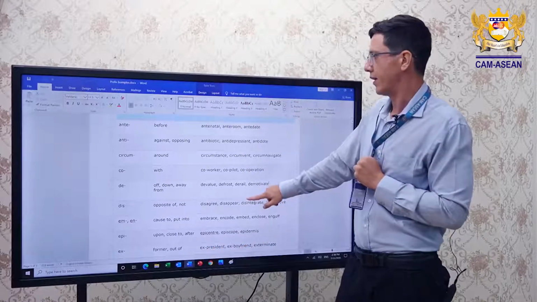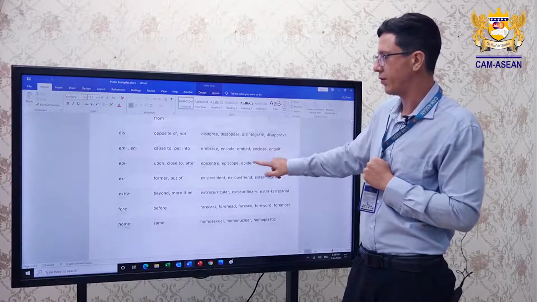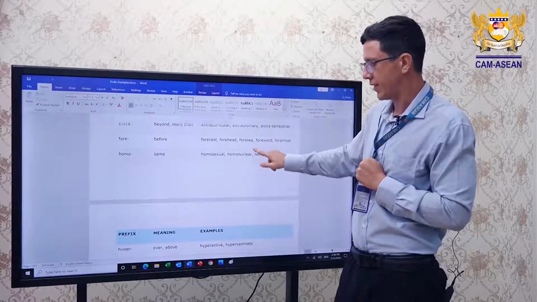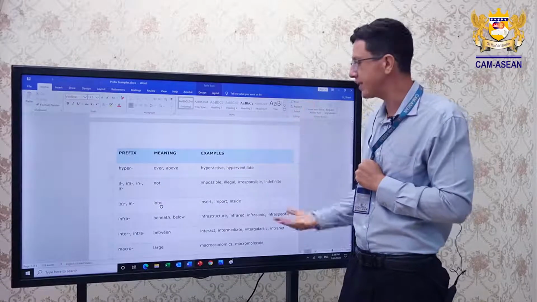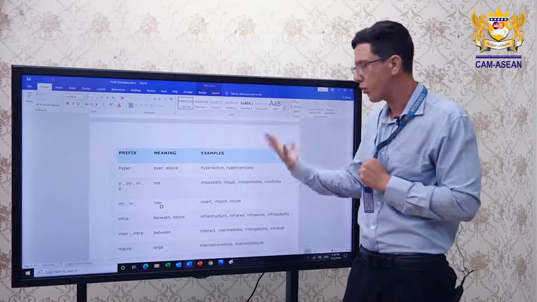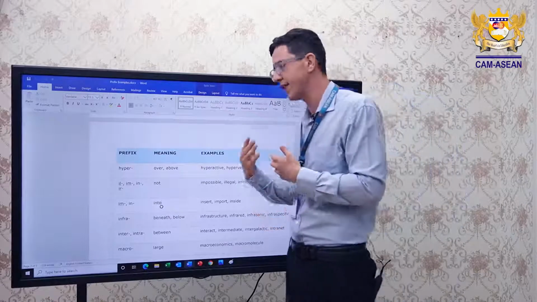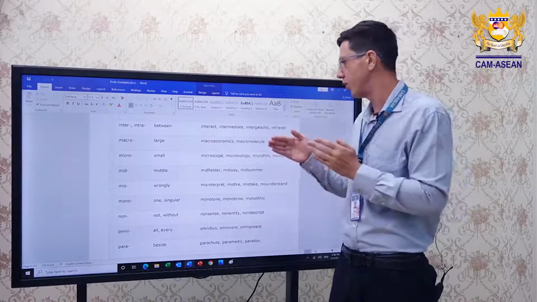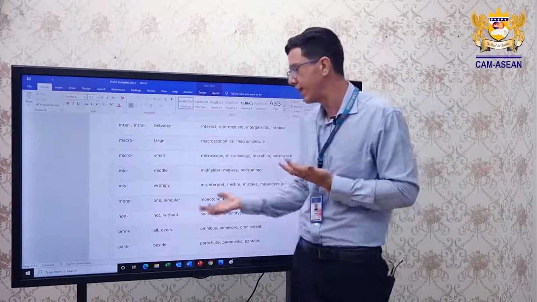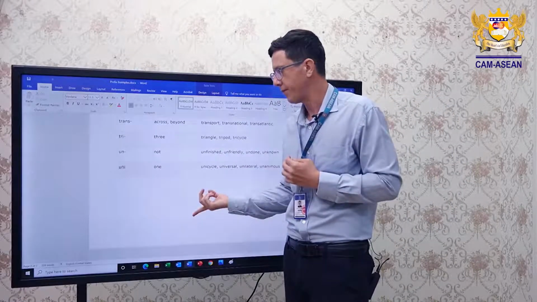Now let's look at a bigger list. As you can see, we need to go through a lot to start to understand. The more you read, the better you get at this, because you have to see more examples. The more examples you see, the easier it is to understand, and you learn what prefixes go with what words. And you definitely don't need all of these, okay?